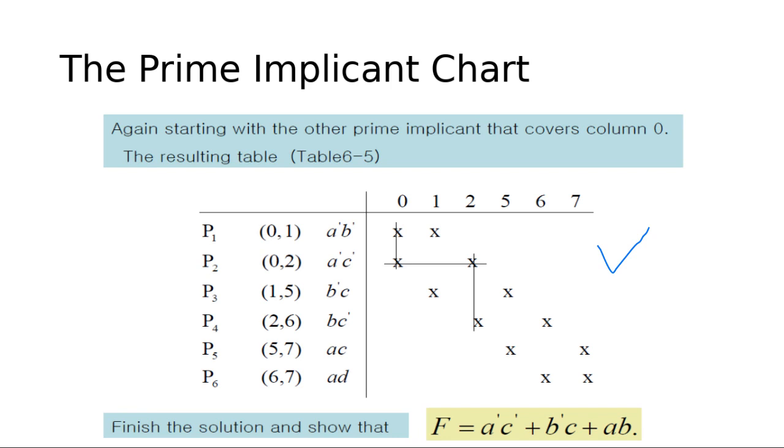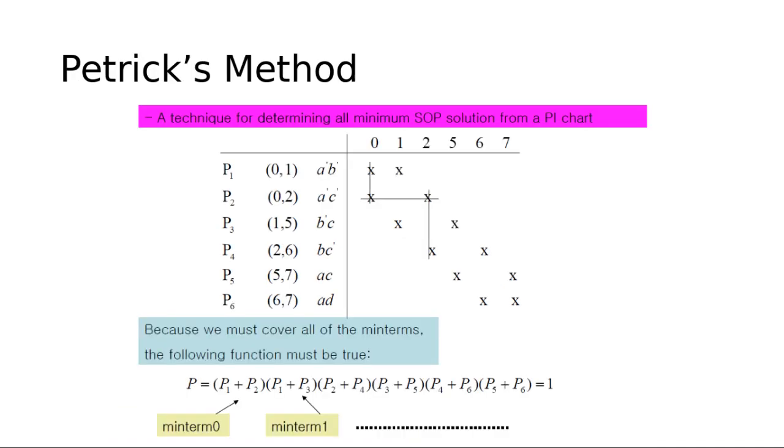We must prove that. How can we get these results? Let's see that. You have this chart, right? A technique for determining all minimum sum of products solutions from the PI charts. There's the PI chart, the prime implicant chart, right? And you can use minterms.